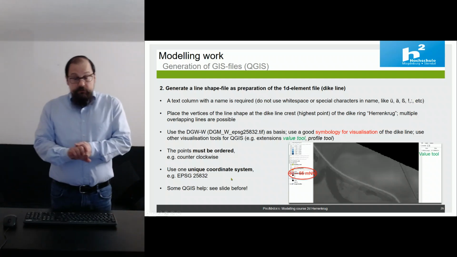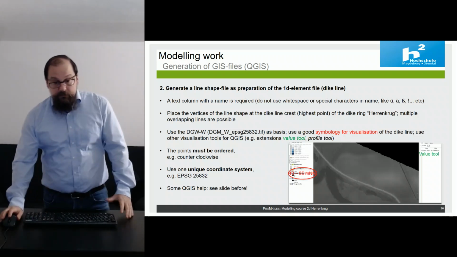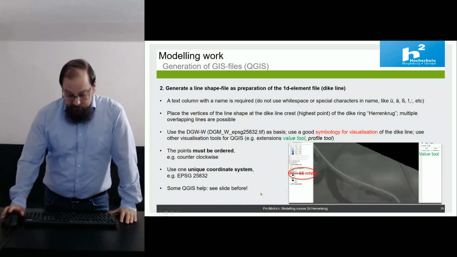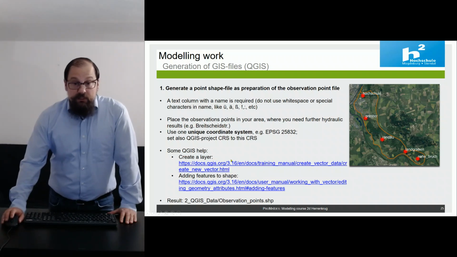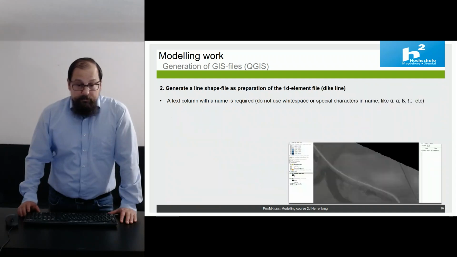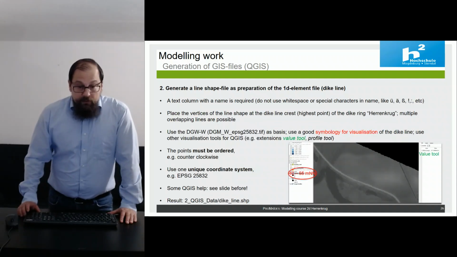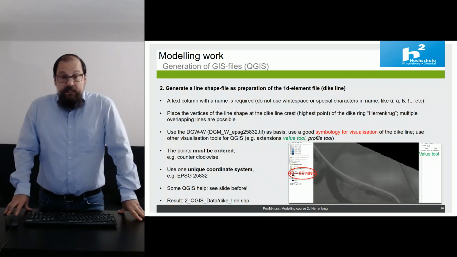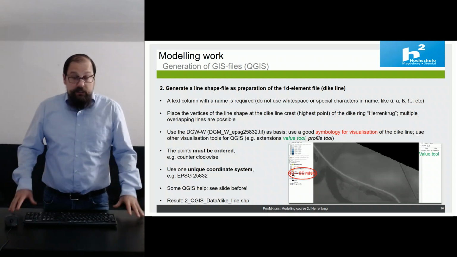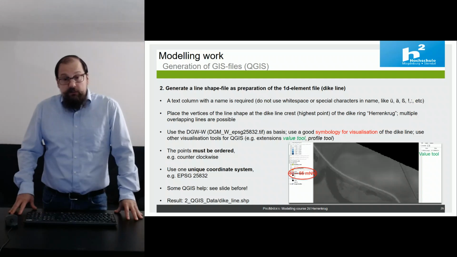Again, use a unique coordinate system, and again some QGIS help. You find it here, how to create a layer, in this case a line layer, and how to add features to a shape. And the result you can also see in the folder 2 QGIS data in the dikeline shape. So this is a result of how it could look.